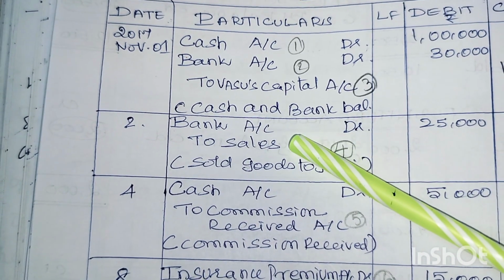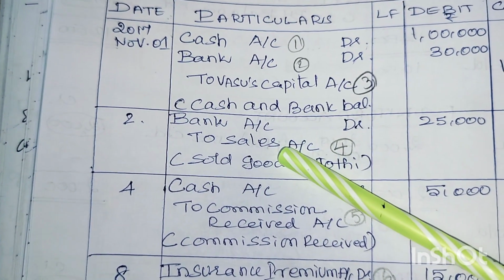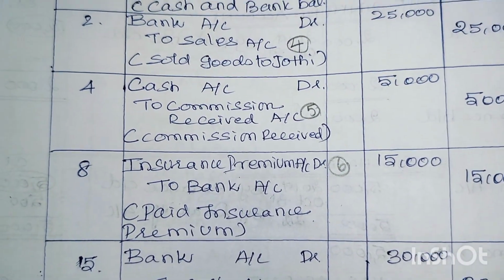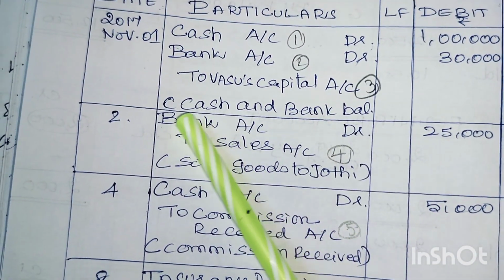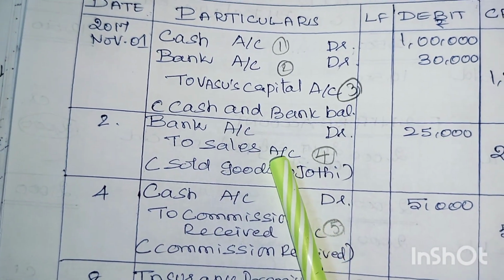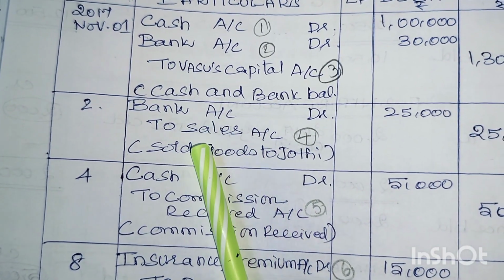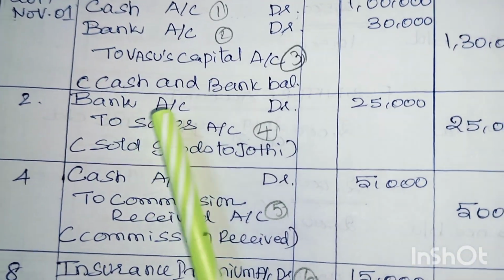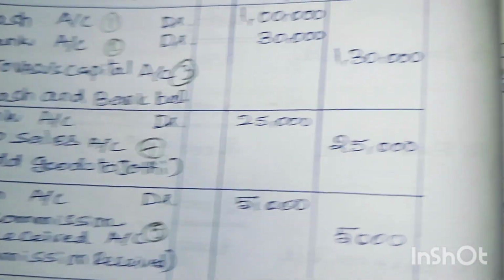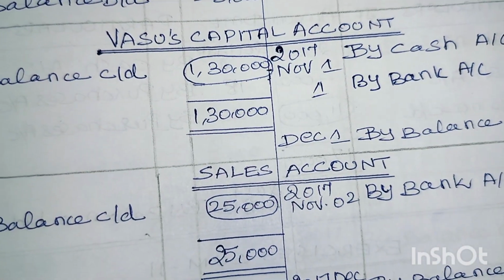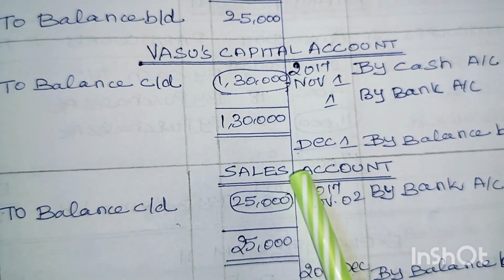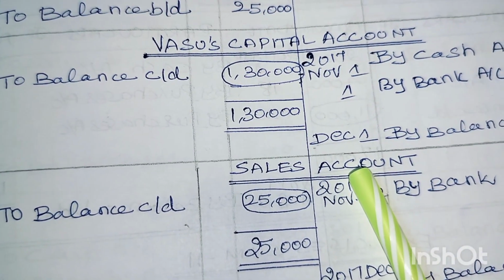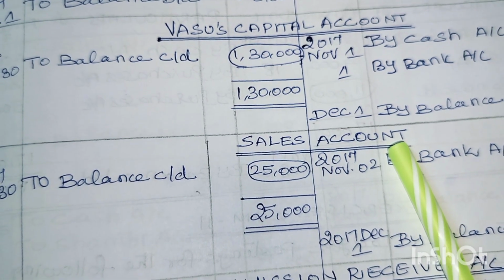Next we are going to post the sales account. Only one sales transaction occurred here, dated the 2nd. On which side is sales? On the credit side. What is the opposite account from the sales account? Bank account. How many rupees? 25,000 rupees. So on the ledger, we write the name of the account at the top middle. The name of the account is sales account, and we write it on the top middle.